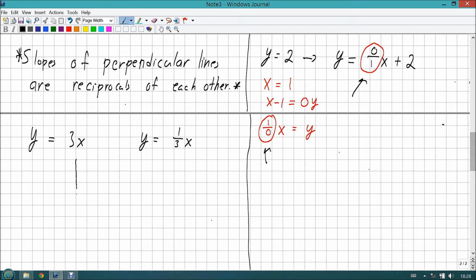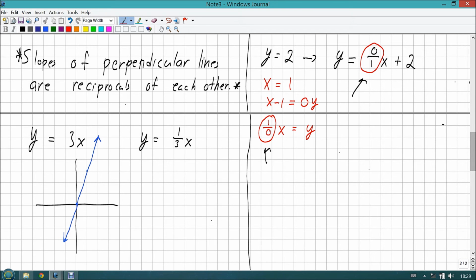Well, let's see what happens. So here's my new axes, and I'm going to graph 3x in blue. 1, 2, 3, 1, and I think that's it. So then we connect the dots, and boom, we have y is equal to 3x.